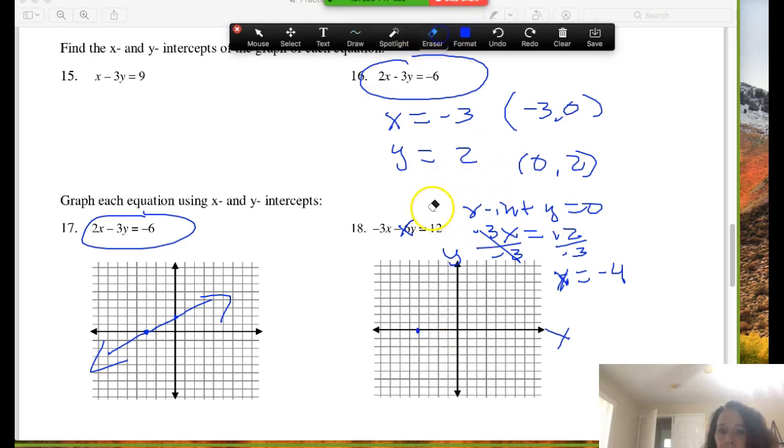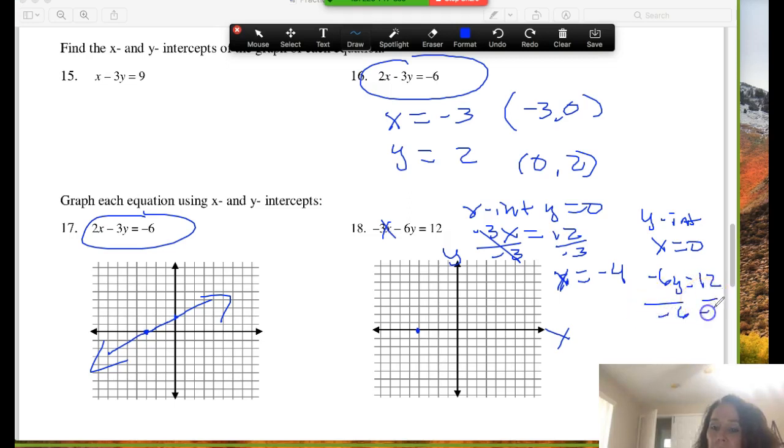Now let's find the y-intercept. For the y-intercept, x equals 0. So I'm going to come over here and make 0 for x. If 0 is x, this whole thing goes away, and I'm left with -6y equals 12. Then divide by -6 on both sides, and you're going to get y equals 12 divided by -6, which gives you -2, and I'm going to go down 1, 2. There you have it, and you're going to go ahead and connect, and there's your line. All right, guys, I didn't make that very pretty, did I?